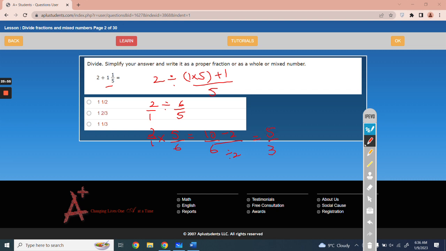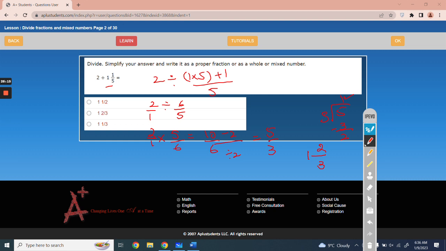Right, we have to write the answer as a mixed number. So divide the 5 by 3. 3 times 1 is 3 and 5 take away 3 is 2. So this is the whole number, 1 whole, this is the numerator and this is the denominator. So it would be 1 whole 2 over 3.